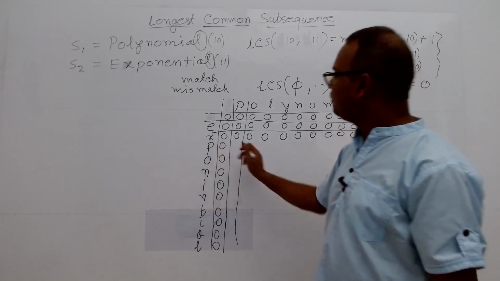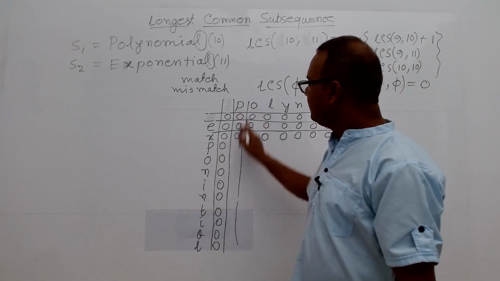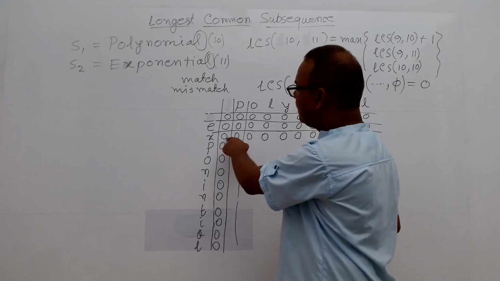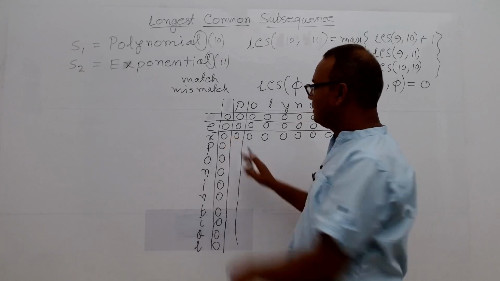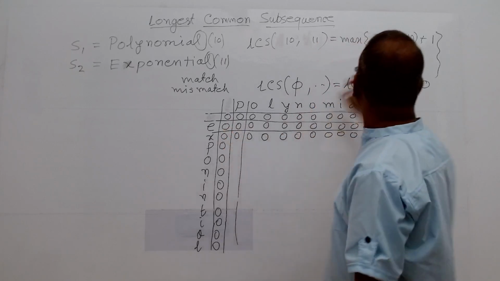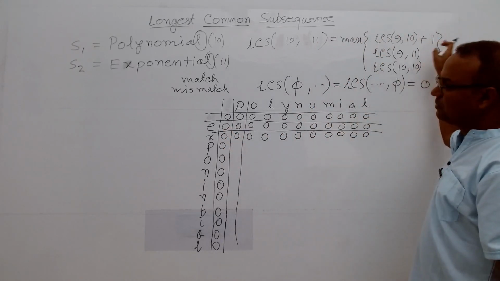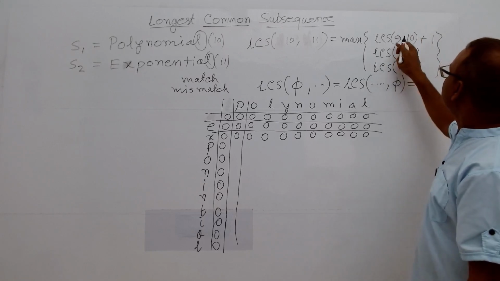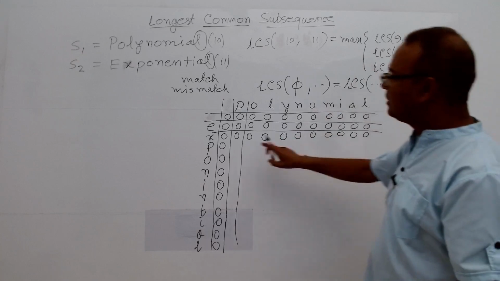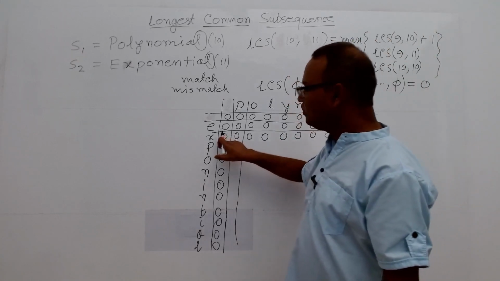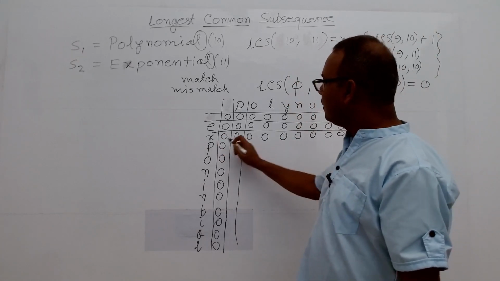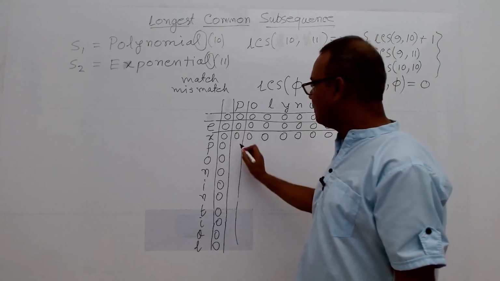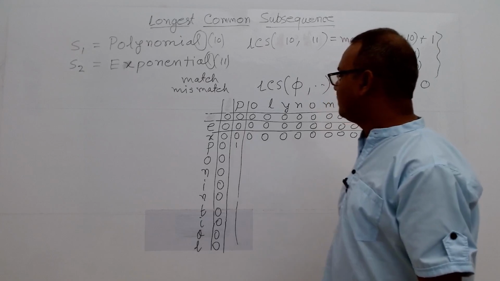Now come to P. P and P is a match, so I have to add 1 to this diagonal position. 0 plus 1, why? Because of this rule: if this is a match, then you have to reduce one character from both strings. So I have to add 1 to this 0, and 1 0 0. What is the maximum among that? 1. So this is 1.